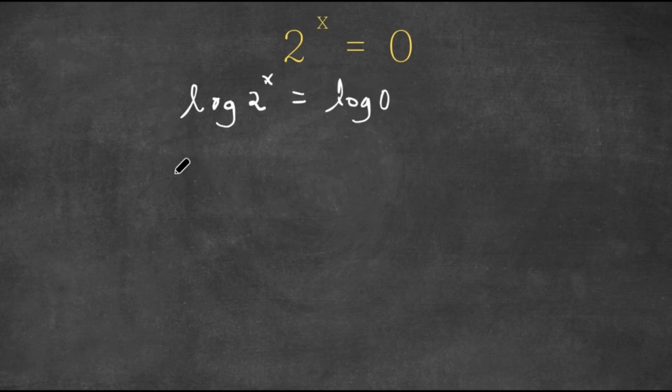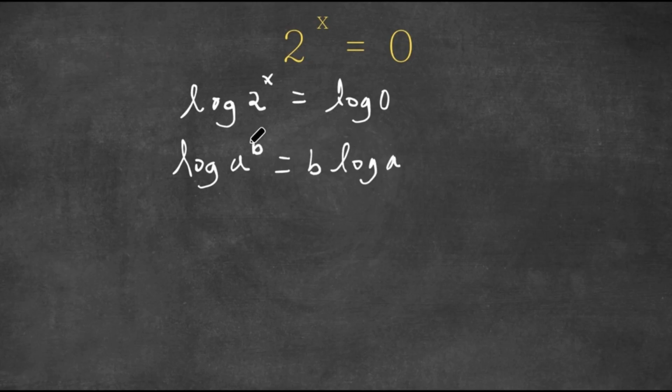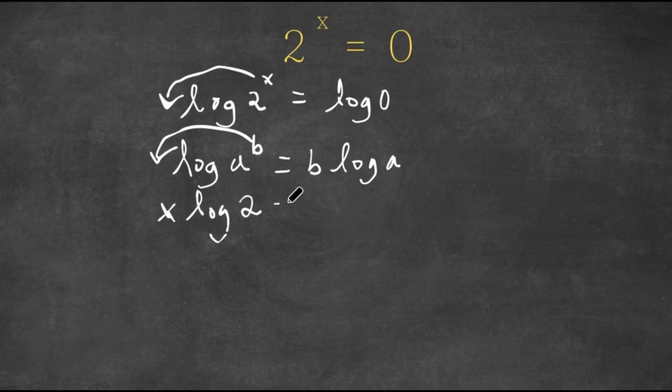Now, if I have something in the form log a to the power of b, this is equal to b times log a, because I can actually move this exponent b to the front of the logarithm. So this is an important property of logarithms, and I'm going to use it on log 2 to the power of x. I'm going to simply move this x to the front of the logarithm. So now I would have x times log 2 is equal to log 0.